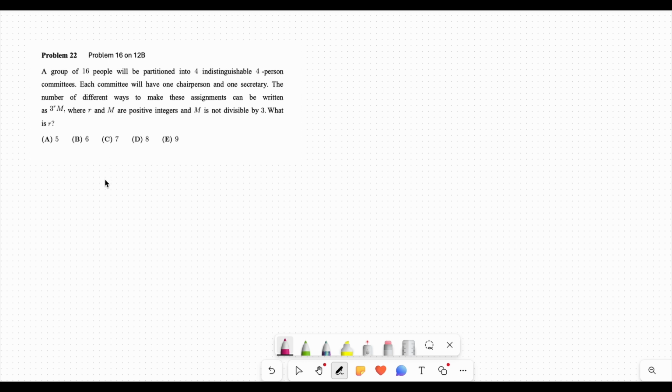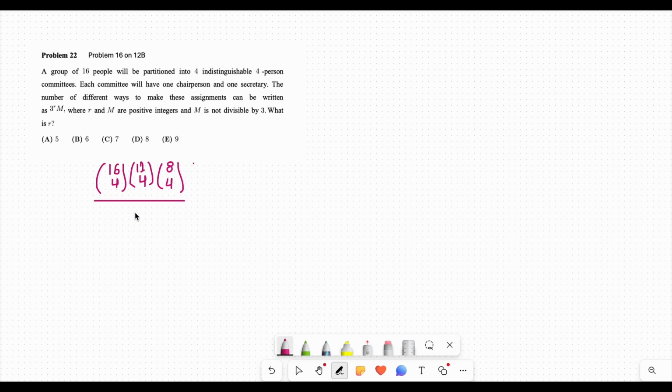So clearly, for the first group, there are 16 choose 4 ways to choose the first 4 people. 12 choose 4 to choose the next 4 because we've already chosen the first 4. 8 choose 4 for the next 4 because we've chosen 8 already. And finally, 4 choose 4, which is simply 1, so I'm not going to add it for the last group.